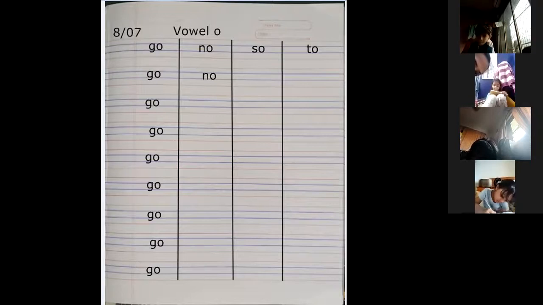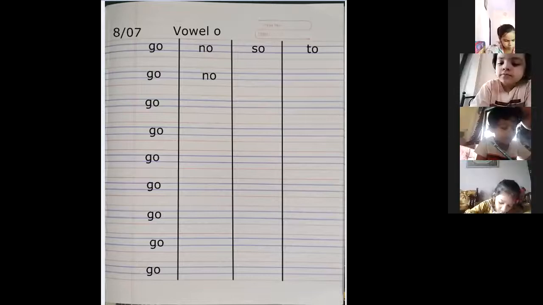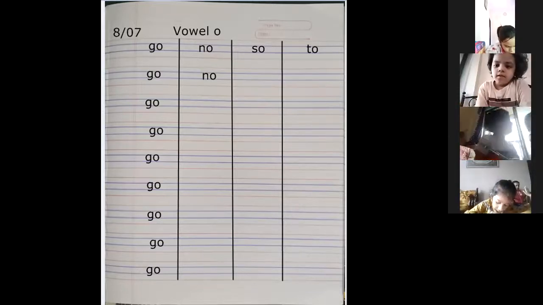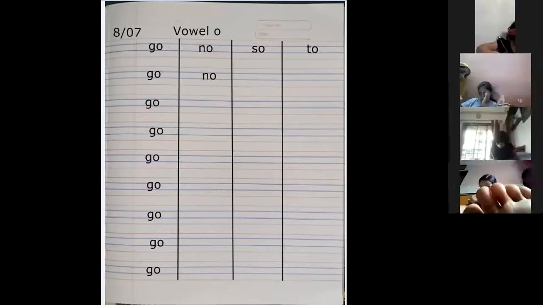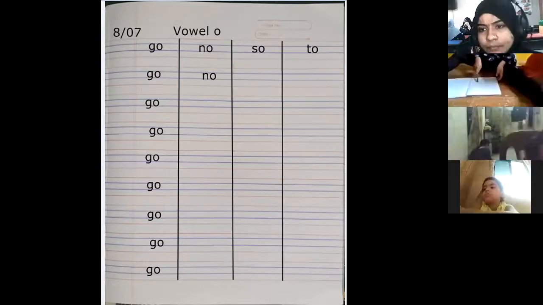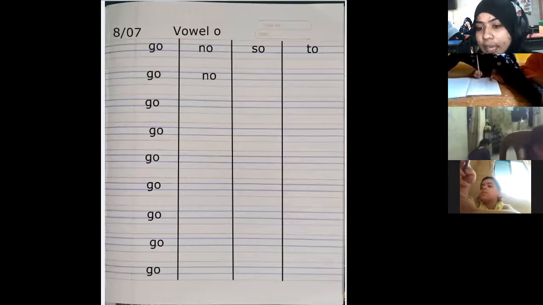Last time, the two letter words for vowel O, OR or, OX ox, ON on, and OF off. And I think these are non phonic words, right? Phonic sounds. With vowel, we are writing with the vowel A, E, I, O, U. Okay.